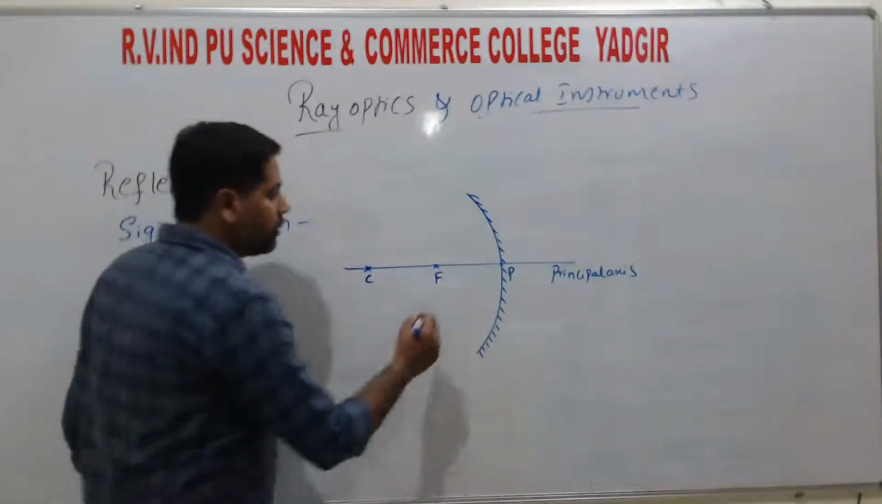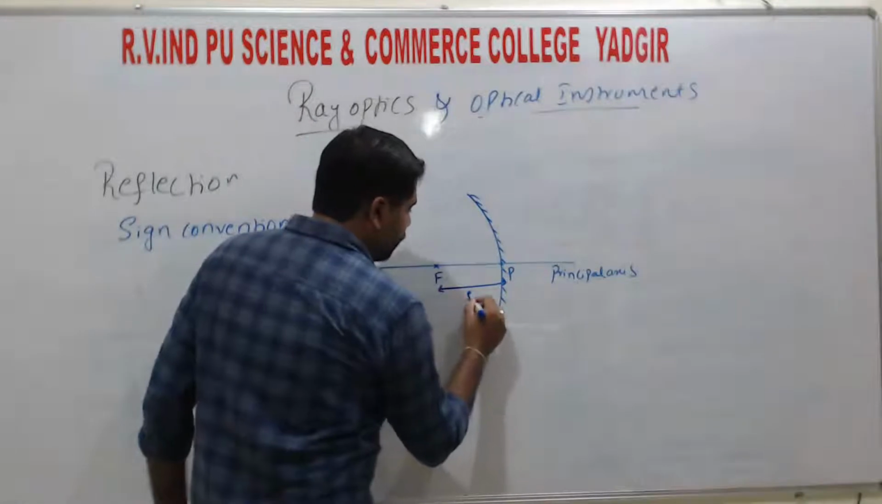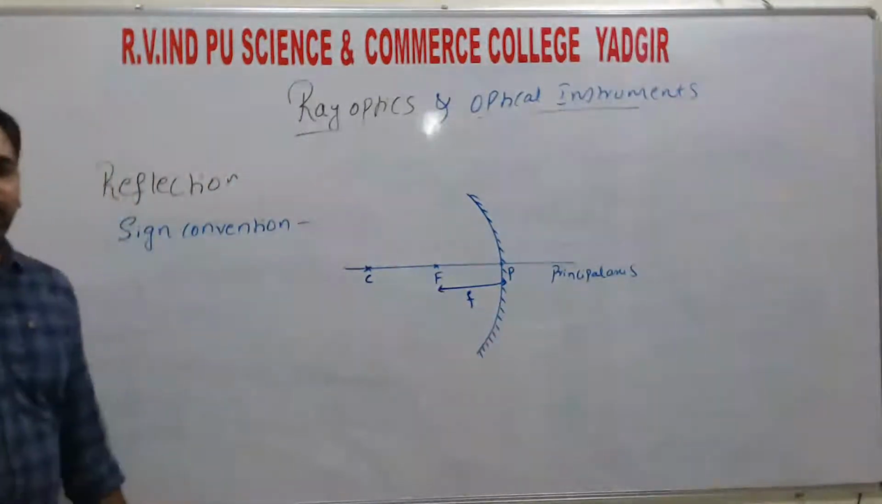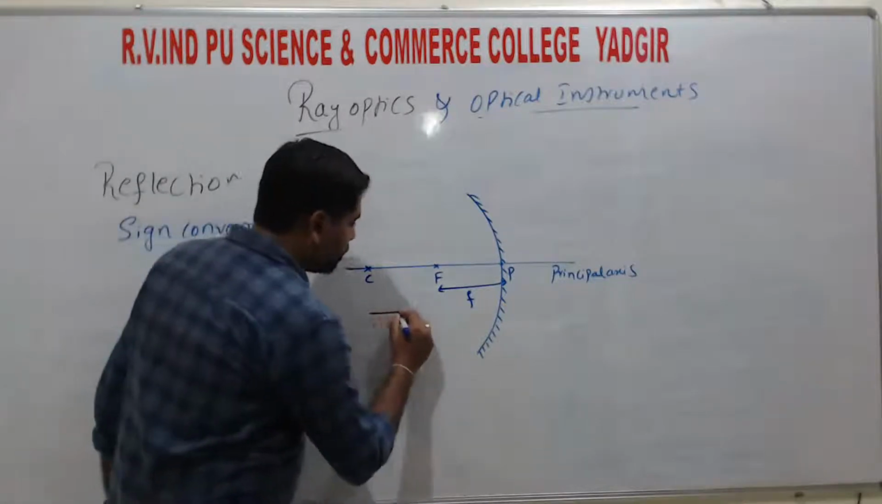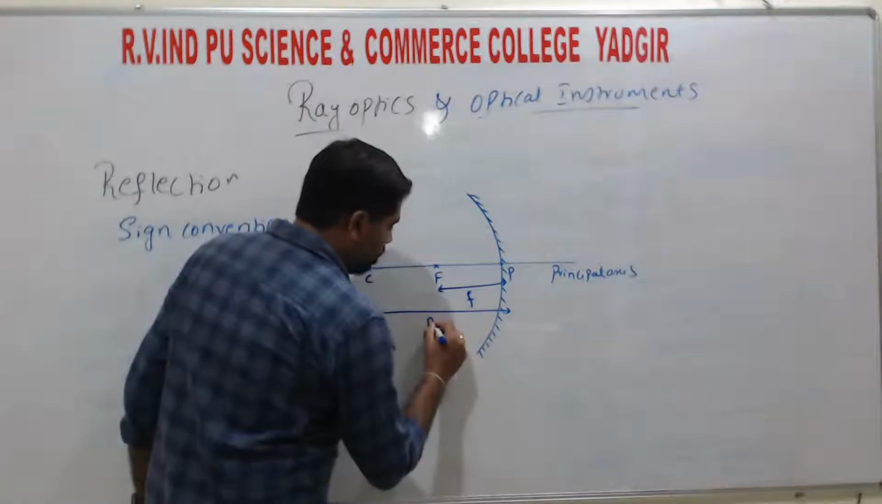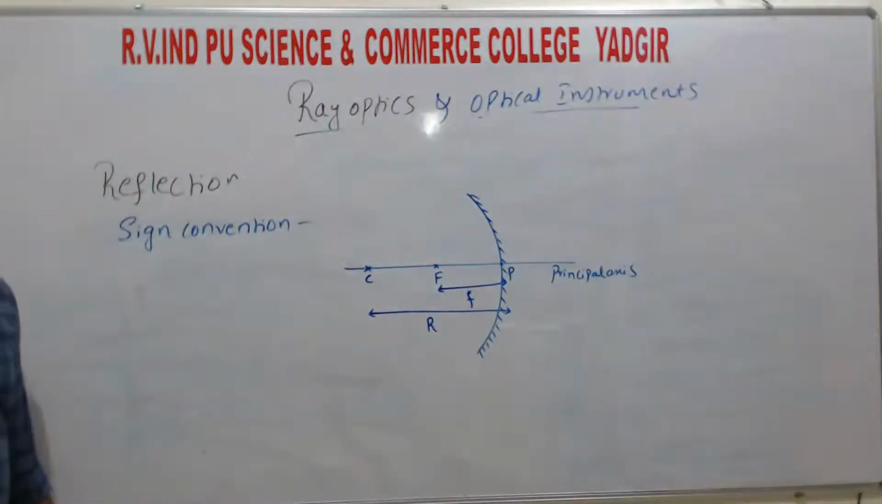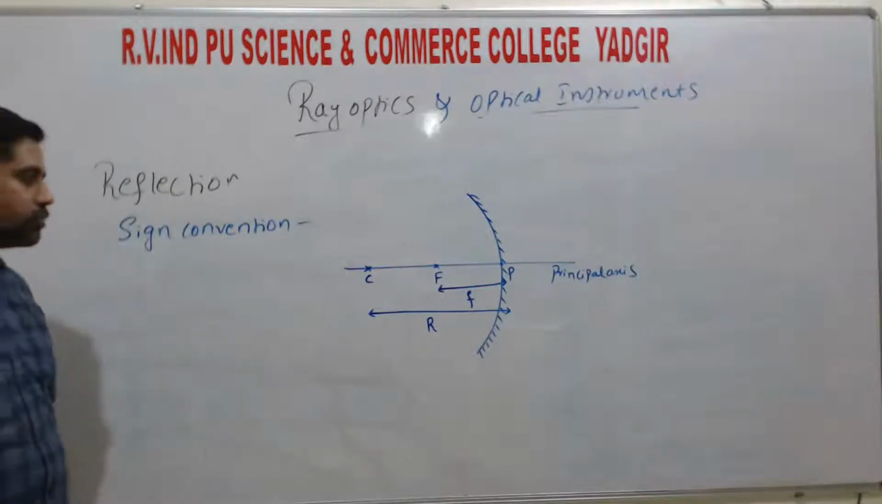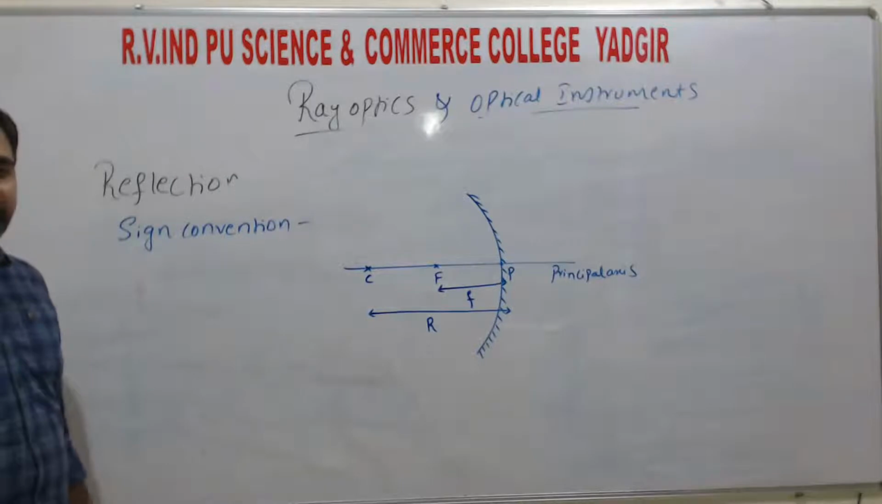The distance between the pole and the focus we call the focal length, denoted by f, right? The distance measured from the center of curvature to the pole we call the radius of curvature, denoted by R, right? So next, in the sign convention, we have three rules.